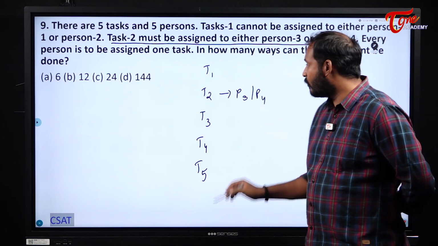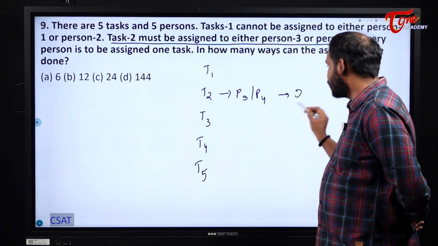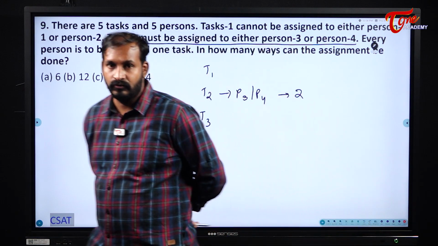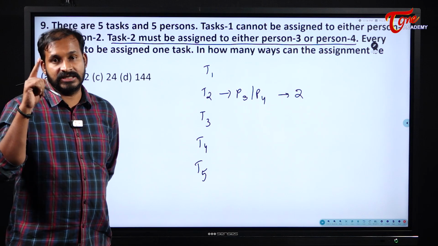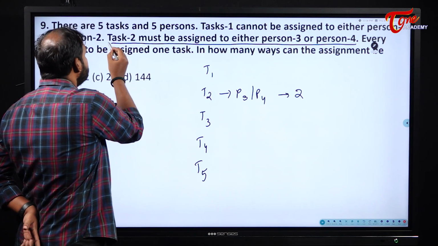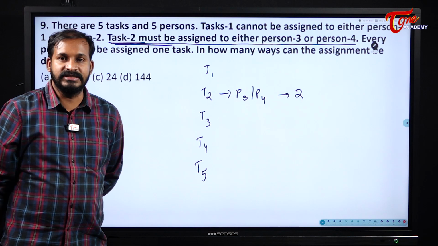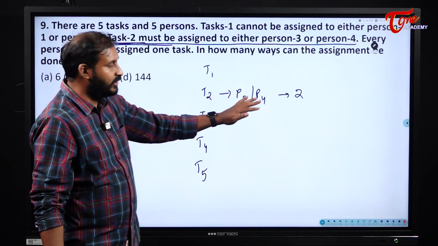So for task 2, how many chances are there for me? 2 chances are there to do task 2. First, fulfill the task 2. Why? Because task 2 must be assigned to either person 3 or person 4. So first we need to do that one.